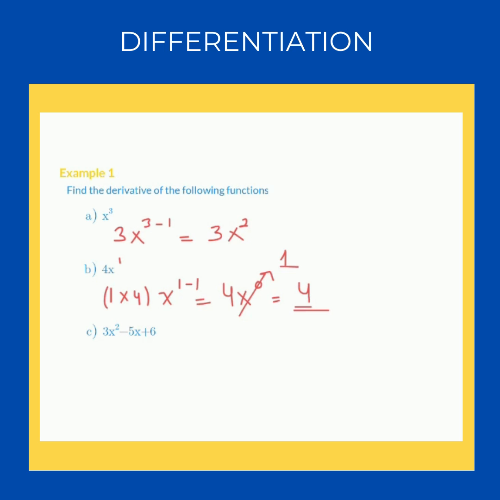In the last part, I have 3x squared minus 5x plus 6. So for the first term, the 2 goes down, so it becomes 2 times 3 times x to the power of 2 minus 1, minus. Now here the power of x is 1, so the 1 goes down, so it becomes minus 1 times 5 times x to the power of 1 minus 1, and I have 6, and the derivative of any constant or any number is 0, so plus 0. So the answer becomes 6x minus 5x to the power of 0. So the answer is 6x minus 5.